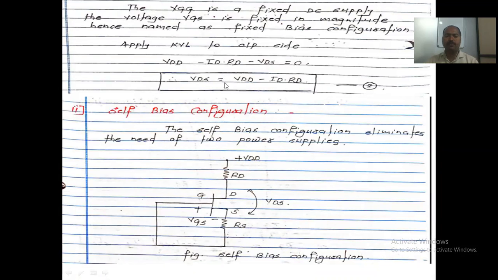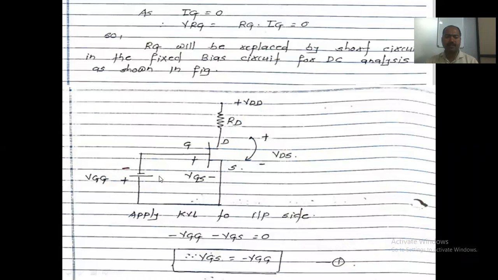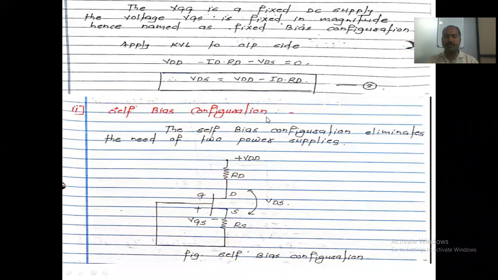Now we come to the second configuration, that is the self bias configuration. In the earlier configuration, we applied two voltages, VGG and VDD, across the device. But when we use the self bias configuration, we don't need two voltages. Only a single voltage is required, so it eliminates the need for two voltages.